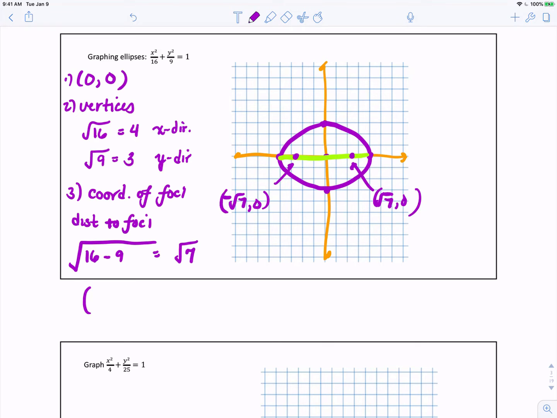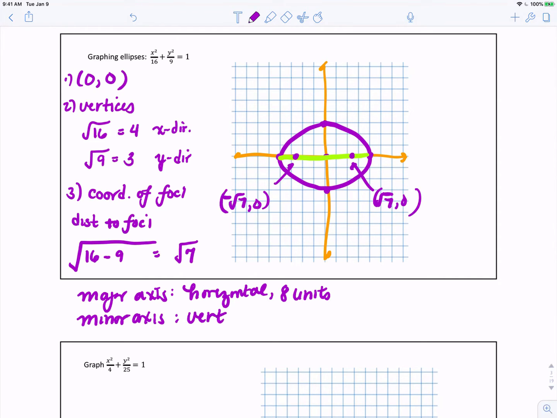If we were asked how long is the major axis, we could just do that by sight. The major axis, the longer one, is horizontal, and it's 8 units long. The minor axis, the shorter one, is vertical. And if we look at our graph, it's 6 units long.